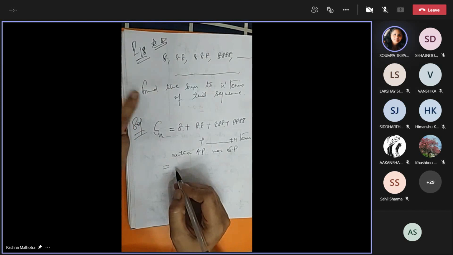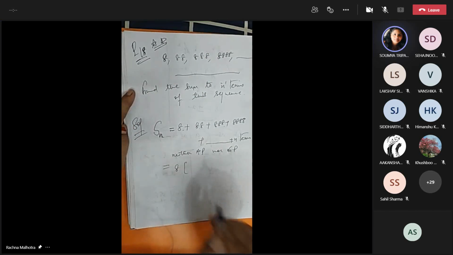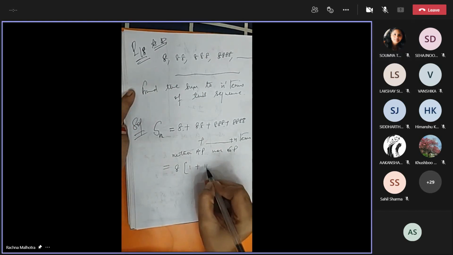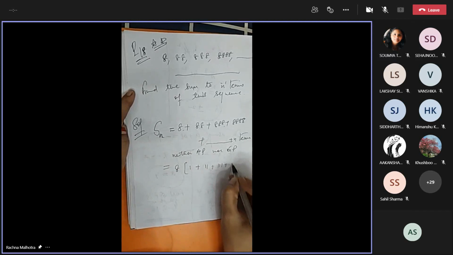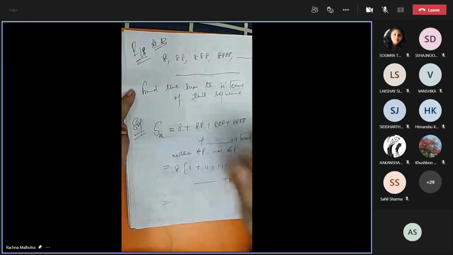Ma'am, can we take 8 common out of it? Yes, if we take out 8 common, you can see these types of changes we can do here. Till n terms. Why are we mentioning n terms everywhere? Because we are finding sum to n terms. So 1, 1, 1, 1, 1, 4 times, with plus sign there.